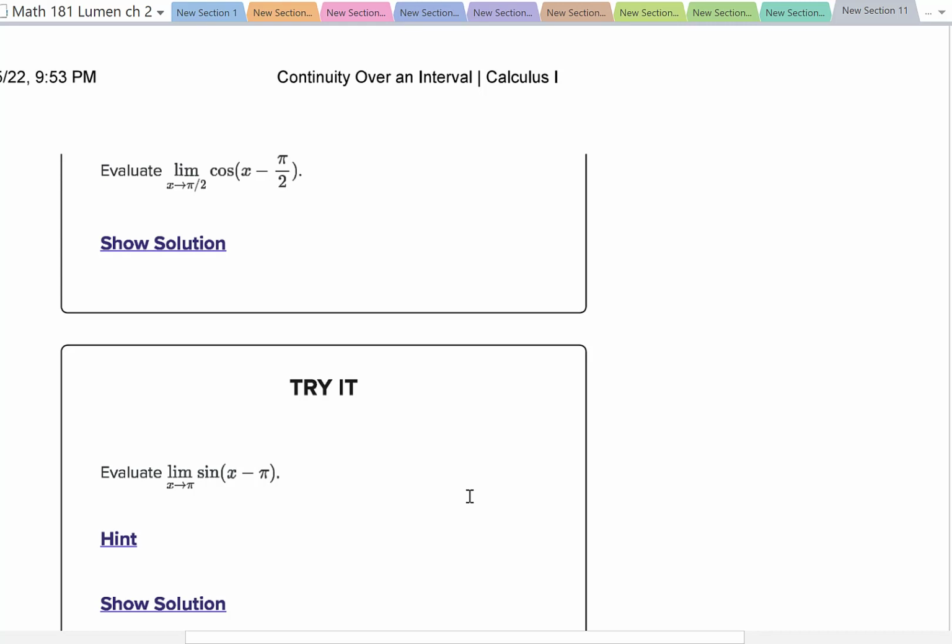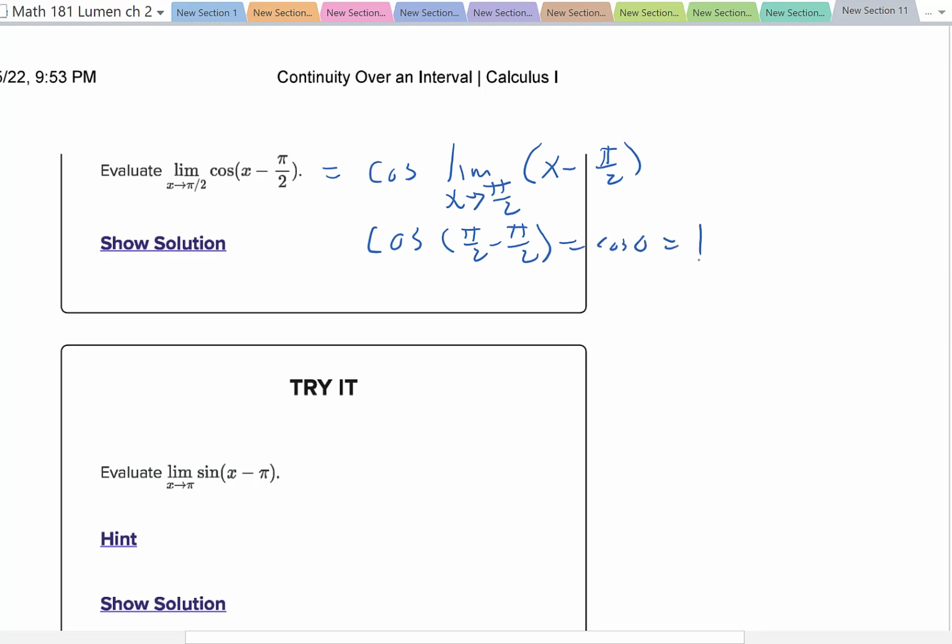So evaluate the limit as x approaches pi over 2 of cosine of x minus pi over 2. This would become cosine of the limit as x approaches pi over 2 of x minus pi over 2. So this becomes cosine of, well, that limit's going to be pi over 2 minus pi over 2, which is cosine of 0, which is 1.